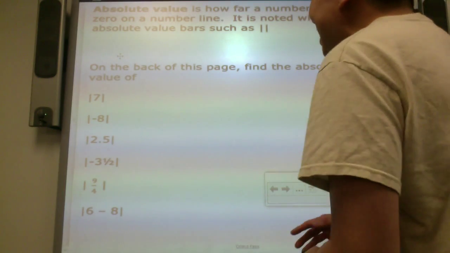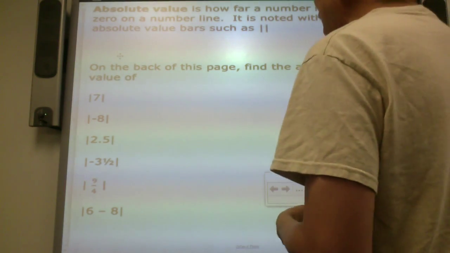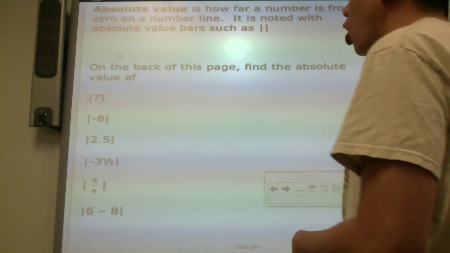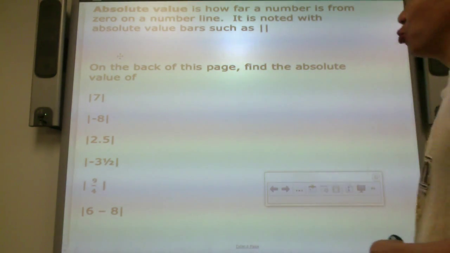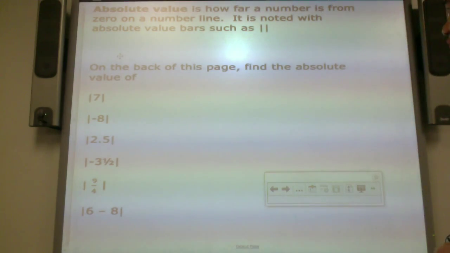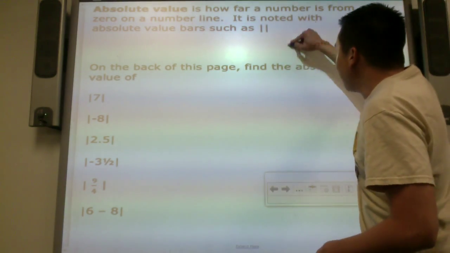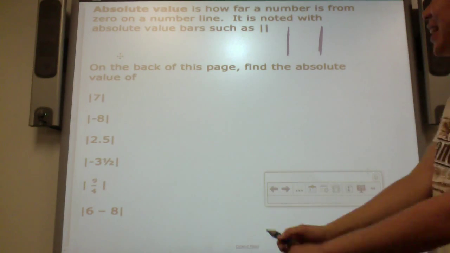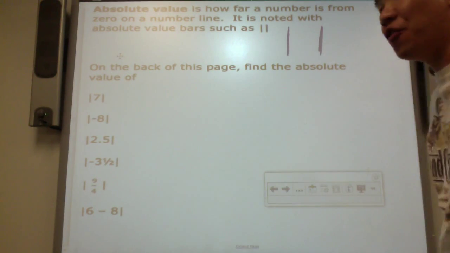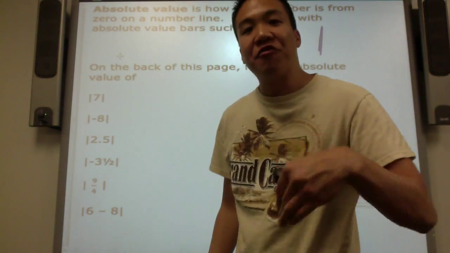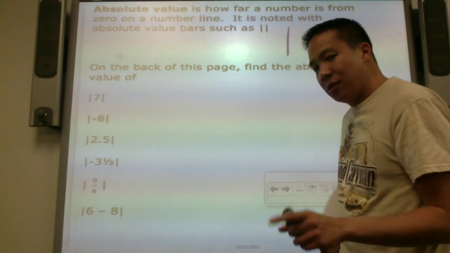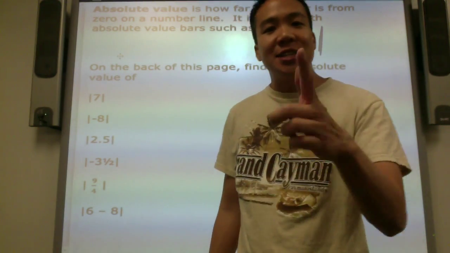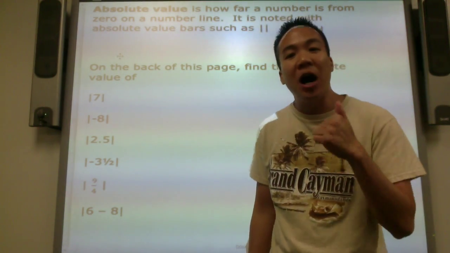Another word we're going to learn today is absolute value. Absolute value is how far a number is from 0 on the number line. It is noted with absolute value bars such as these. These are absolute value bars. On the back of this page, find the absolute value. So it's how far the distance is from 0. That's why we're talking about Ferris Bueller: can distance be negative? No, distance is always positive.